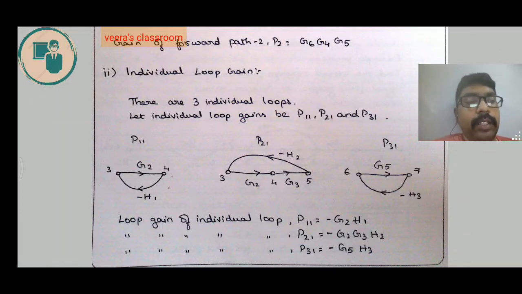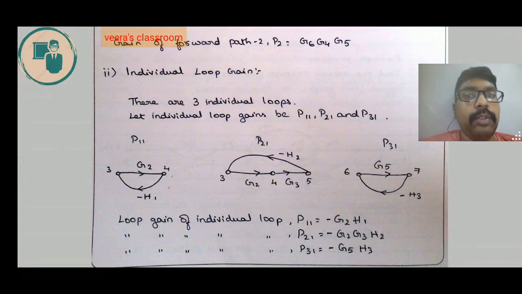What kind of relation they will try to find is whether the loop gains are touching each other, or they have a common node in between those loop gains. If they have a common node, they will leave it as such. If they do not have a common node, they will be termed non-touching loops. So we have 3 individual loops. By seeing the diagram itself, we can find that the first loop starts from 3 and it has 4.